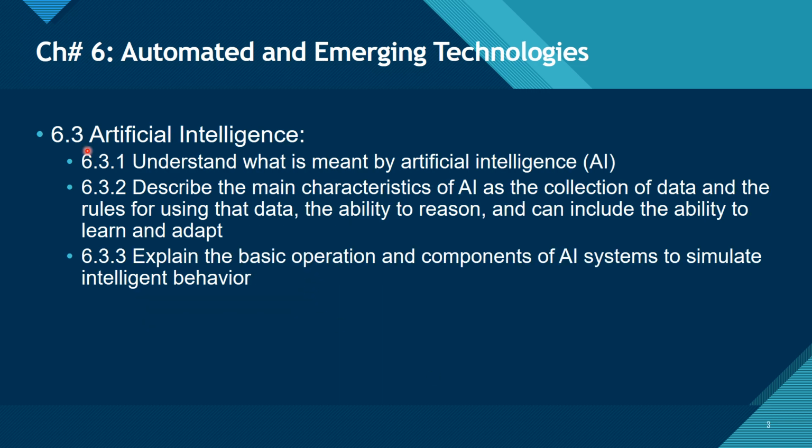And the third section is all about artificial intelligence: what is meant by artificial intelligence, and what the main characteristics of AI are, such as the collection of data and the rules for using that data, the ability to reason, and it can include the ability to learn and adapt. And last but not least, we will be learning about the basic operations and components of AI systems to simulate intelligent behavior. So let's just get started.